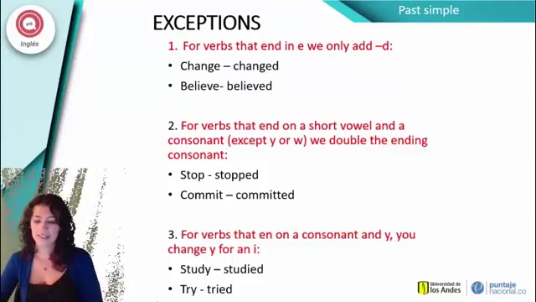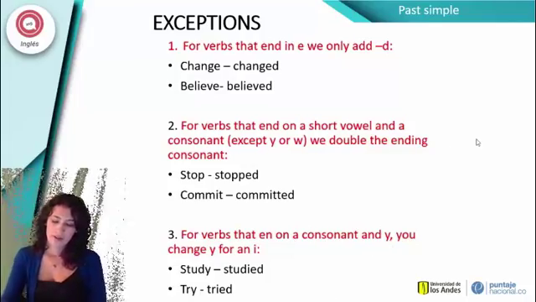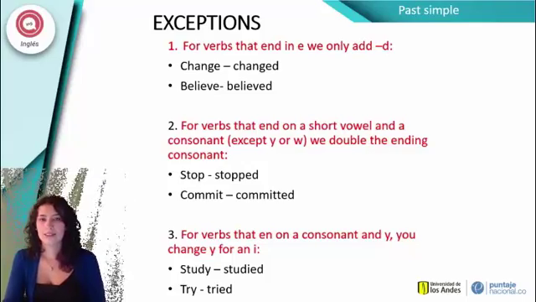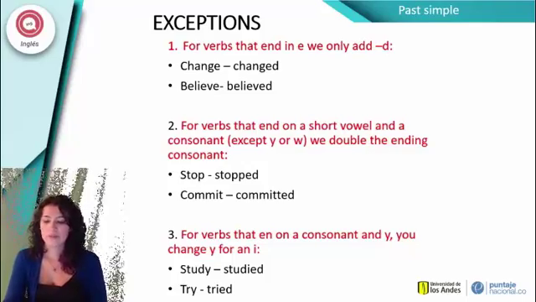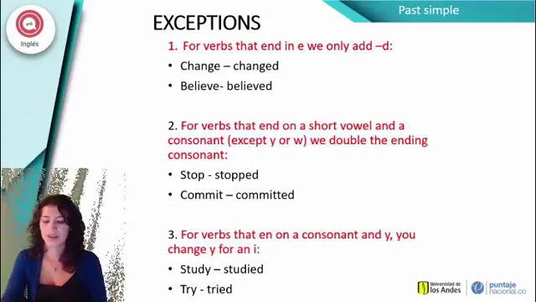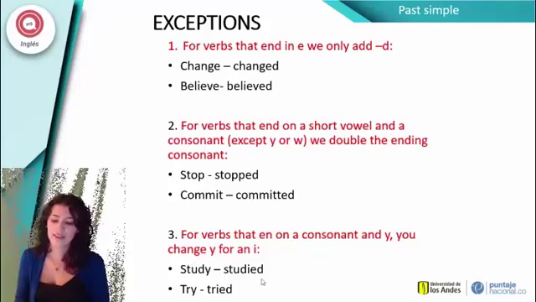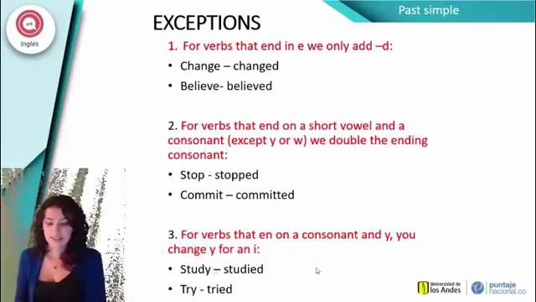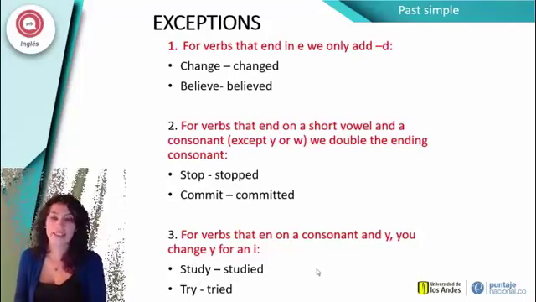Y la siguiente excepción es para verbs that end on a consonant and Y, you change the Y for an I. Parecido a lo que pasaba con los superlativos o los comparativos, para los verbos que terminan con Y, cambiamos la Y por una I y agregamos la ED, ¿no? Entonces, for example, we have study, we change it to studied, and try, we have it for tried, okay?